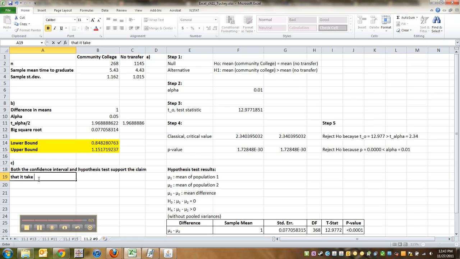That it takes longer for community college students, probably because they work, right? Probably because there are confounding variables like jobs and work and kids and etc.